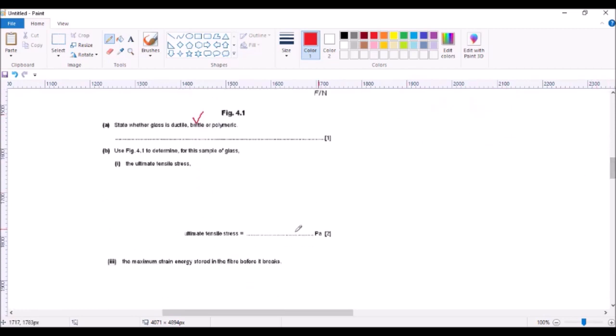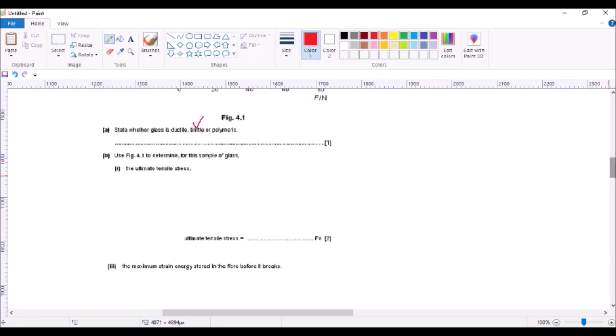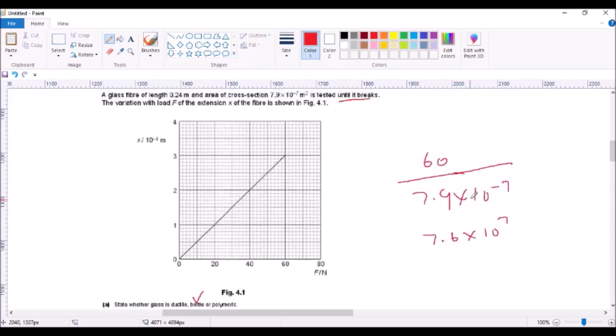Okay. The maximum strain energy stored in the fiber until it breaks. Okay, so we have to get the area of the triangle at the top, not the bottom. And that is in meters minus 4, so the extension is in millimeters. But you must use standard units. It's good that they have given you meters. You can work with that, times 10 to the minus 4.